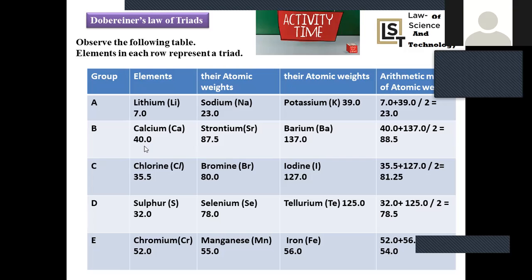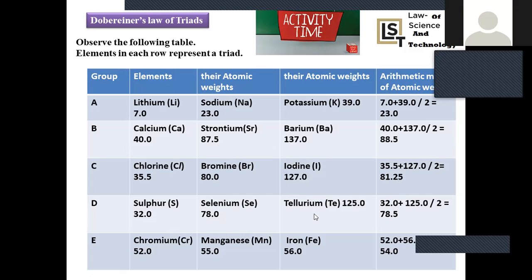Calcium was given with 40, strontium to be detected, barium 137. Let us go with the average: 40 plus 137 divided by 2 will be 88.5, more or less equal to 87.5, so that is also verified. When you go with chlorine, 35.5, iodine 127, 35.5 plus 127 divided by 2 will become 81.25, almost resembling the central one, so that is also verified.